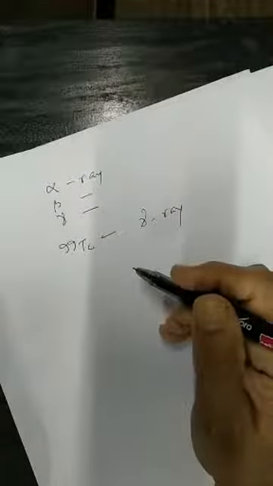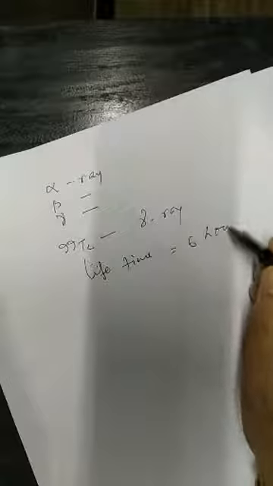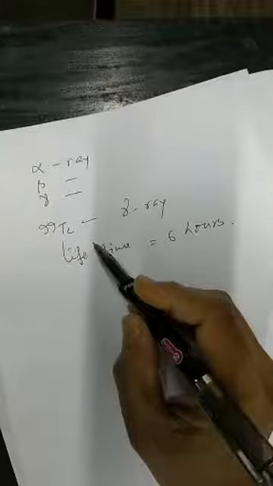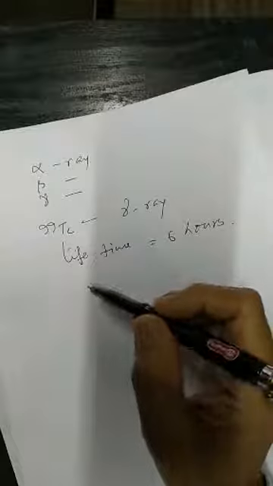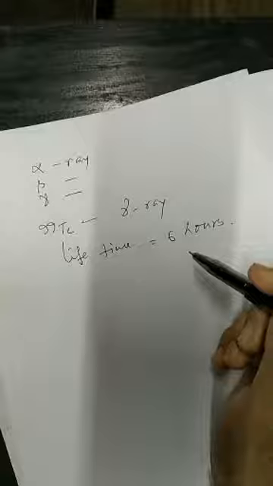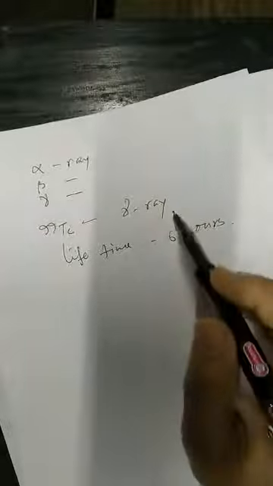And its lifetime is 6 hours. Lifetime 6 hours means it can function 6 hours. A single atom of technetium can continue functioning 6 hours at a stage. After 6 hours, it will be vanished. So that's why this is the lifetime. And it produces gamma ray.